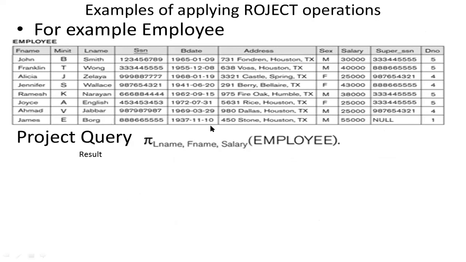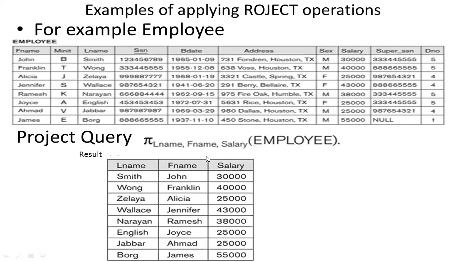Here the example is pi, last name, first name and salary from the employee, and after executing this relational algebraic expression, you get the result. You can see here L name, F name and salary. Only three columns are given in the projection. As we said, this projection works in vertical partitioning. Now all the records in L name, F name and salary will be produced here. One more point is that it disallows duplication. If you have duplicated values, they will be discarded.